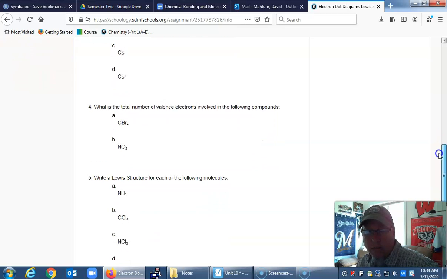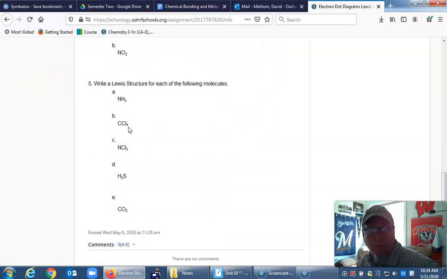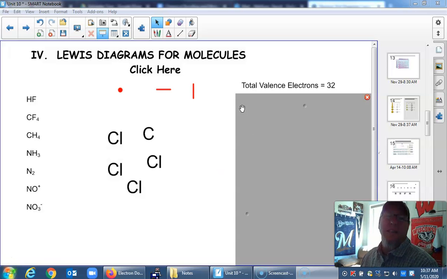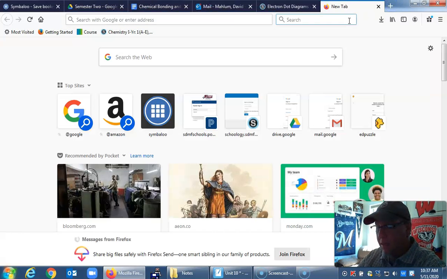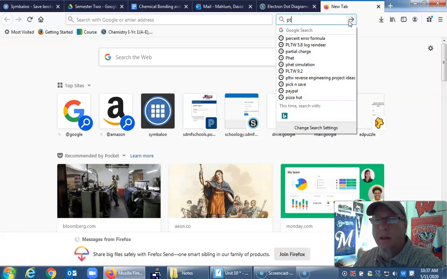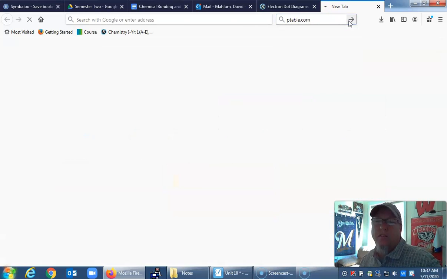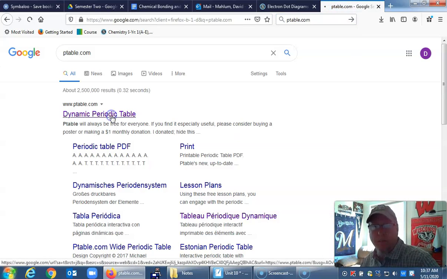So, if I move down to 5B, that is CCl4, I'm going to set that up, so I'm going to pause the video. Alright, so I got CCl4, carbon tetrachloride, ready to go. Step number 1, you have to determine how many valence electrons you would have. I am doing that right now. I'm going to go to ptable.com, just to show you how I figured out the number of valence electrons.